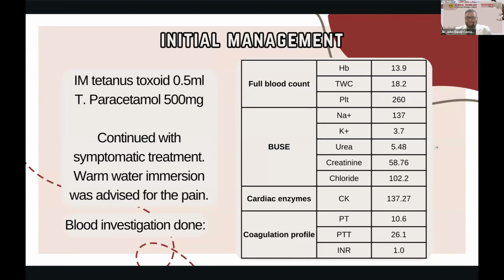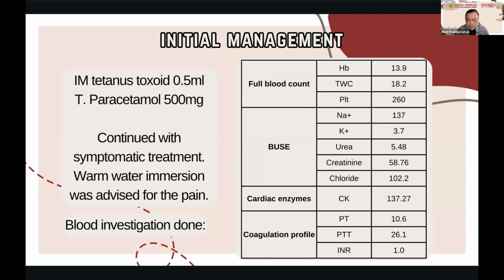We have a lot of these fish in the Philippines. We have different mechanisms of injury for our stonefish. It's usually because stonefish is being prized as a Chinese delicacy, so some of our victims are usually the ones preparing the fish.